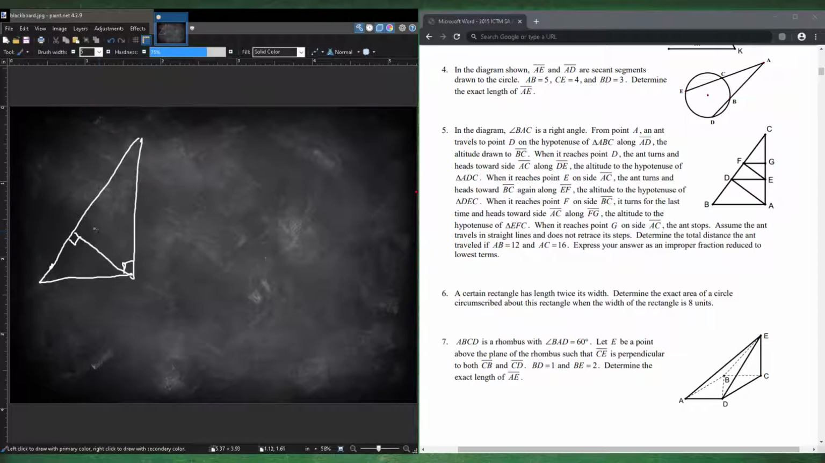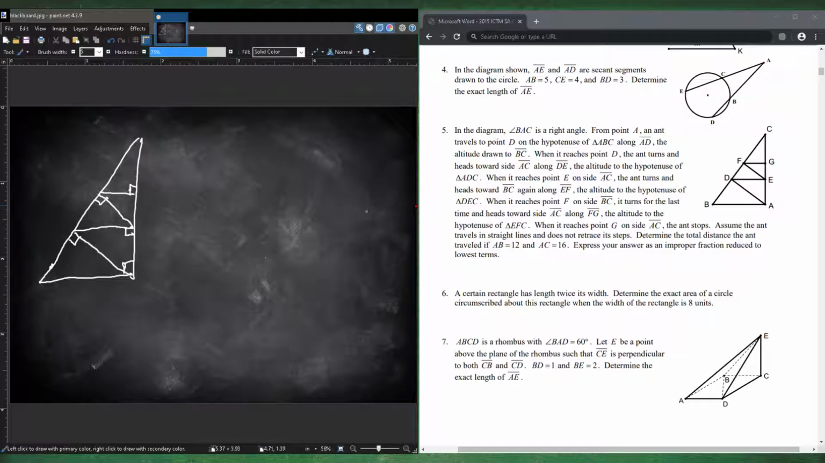When it reaches point D, the ant turns and heads towards AC, along DE, the altitude to ADC. So we draw on our altitude. When it reaches point E, the side of AC, the ant turns and heads towards BC along EF, the altitude. Basically what it's doing is that it went from this point to this point, which is the altitude, and then from this point to this point, which is another altitude, and it does that like 4 times.